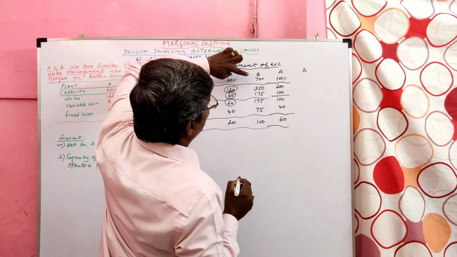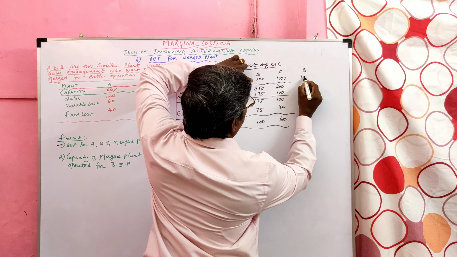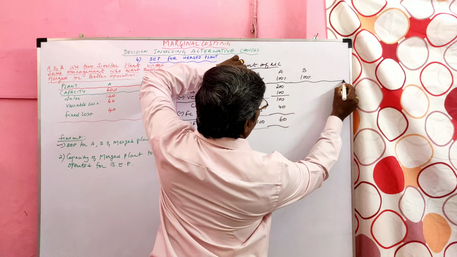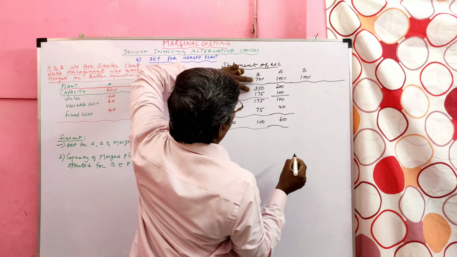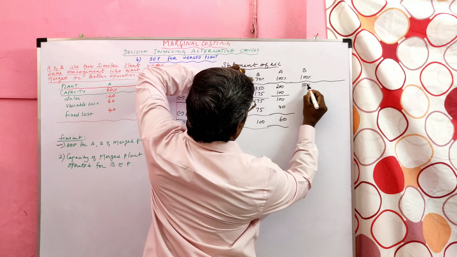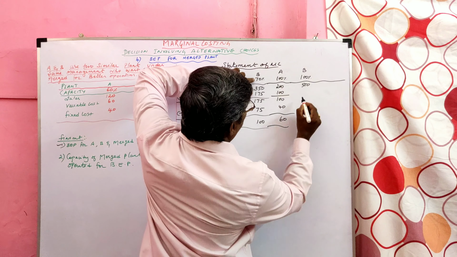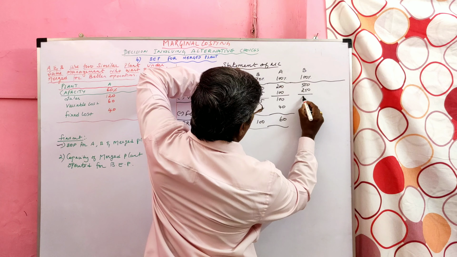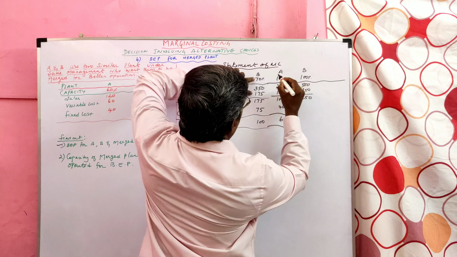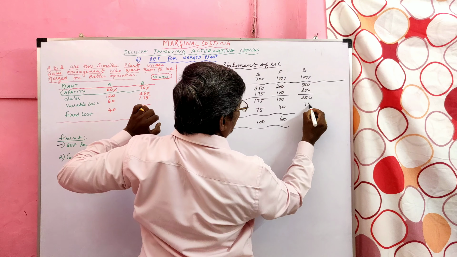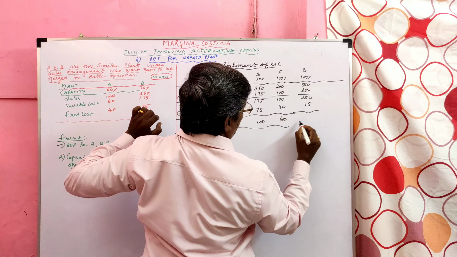Then plant B, existing capacity 70%, now I am going to convert into 100%. 350 divided by 70 into 100 is 500. 175 divided by 70 into 100 is 250. So the balance is 250. The fixed cost remains the same. It will not be changed.